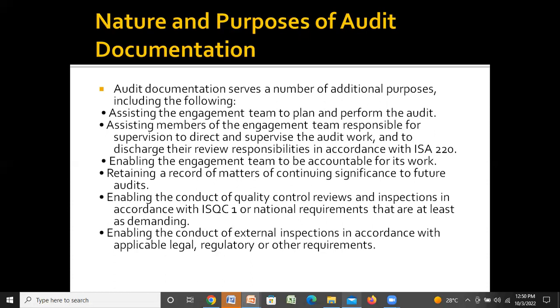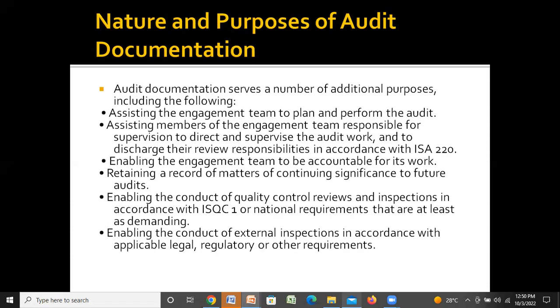Enabling the conduct of external inspections in accordance with applicable legal, regulatory, or other requirements. For example, in Nigeria, regulators can visit auditing firms and review their audit documentation to see whether they are complying with the standards and with the ethical requirements. So you need to keep these records for external inspectors.